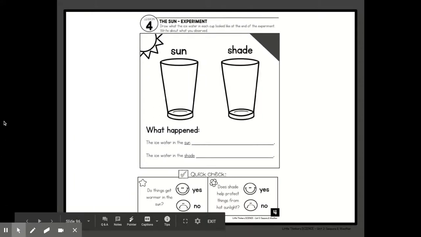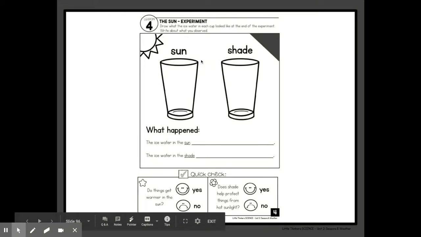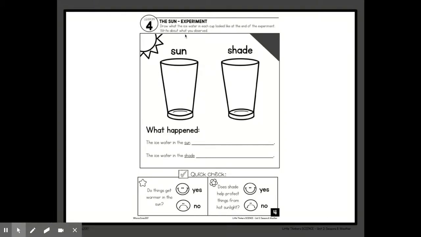All right, now that you're back, you're going to get on Class Dojo and you're going to fill out this sheet. So what you're going to do is you're going to draw what the ice water in each cup looks like now that you've checked on them. First, think about the sun. What does it look like?